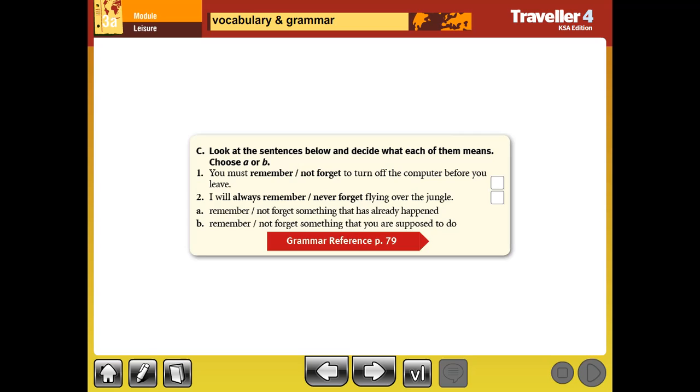Remember not forget something that has already happened, الشيء حدث, أجيب فعل في ing. لكن remember not forget something that you are supposed to do, المفروض تفعله, أو you will do, سوف تفعله, أستخدم to المصدر. ذلك لو وصلت هتطلع في الجملة number one فوق you must remember أو you must not forget, يجب تتذكر, يجب ألا تنسى. إذن الكلام لسه المفروض يحدث, عشان كده هتروح مع بي. لكن I always remember flying over the jungle, I never forget flying over the jungle, أذكره دائما. ففي something happened والحين أنا أذكره, عشان كده استخدمناها مع ing.